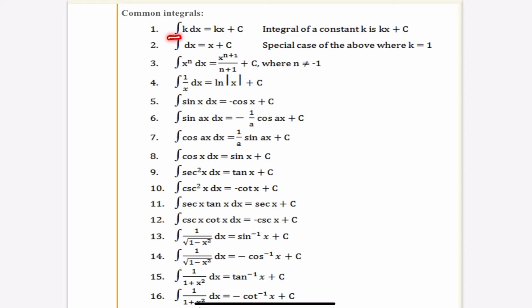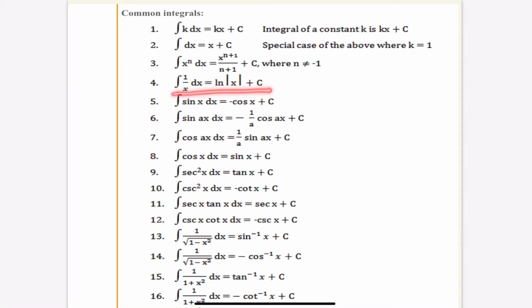So if you have any constant, then it'll be just that constant x plus c. If you don't have anything, that means one is hidden. So that is just x plus c. And next one is a power law, general power law. And 1 over x dx is ln x. You're not supposed to use a power law for this.